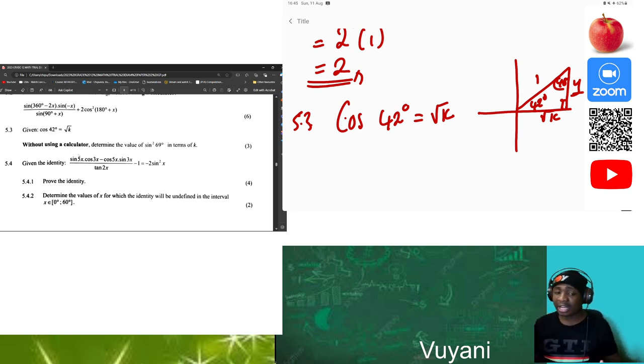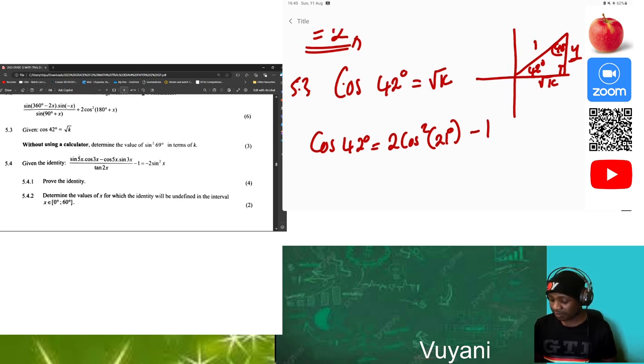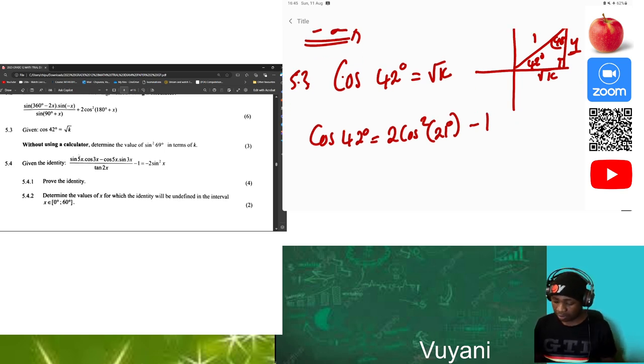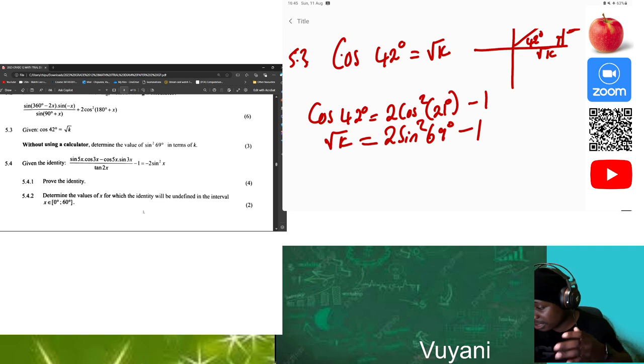This is, again, easy stuff, because we know that cos 42 is a double angle. So cos 42 degrees, taken as a double angle, is equal to 2 cos squared of 21 degrees minus 1. Then from that point we know how to navigate. We know that cos 42 is root k, which is equal to 2 cos squared of 21 degrees minus 1, which is the same as 2 sine squared of 69 degrees minus 1. That's just as easy and straightforward as that, as we break down the question.